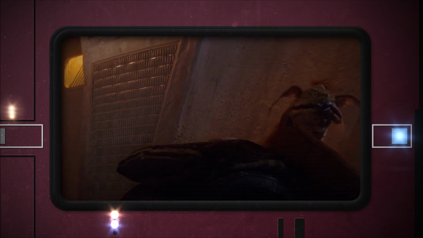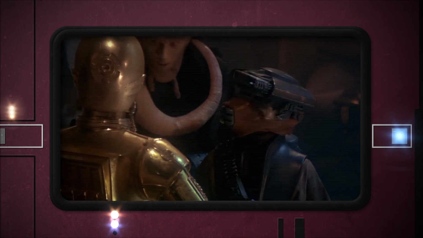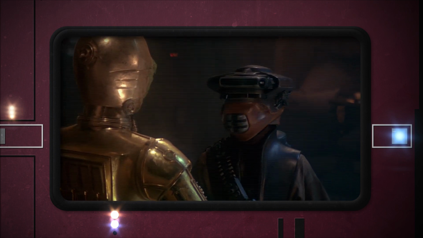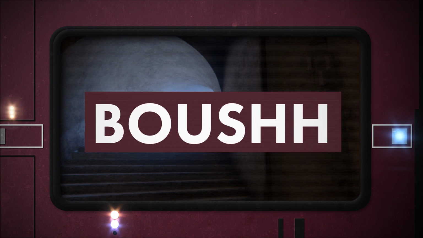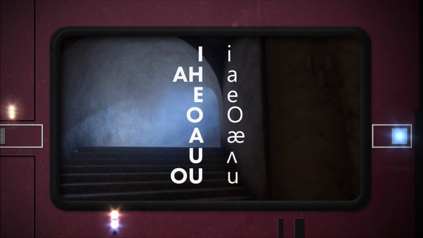Furthermore, we have two untranslated lines in Ubese. Zebus. Ducha. Zebus appears to add no new vowel sounds, but Ducha adds an U sound that we actually haven't heard before. Fortunately for us, this justifies the U sound in the pronunciation of Boushh. So now we have the most complete list of vowels we can possibly hope to have for Ubese. On the left is how I've romanized Ubese, and on the right are the international phonetic alphabet equivalents for each sound. Okay, so that's vowels.